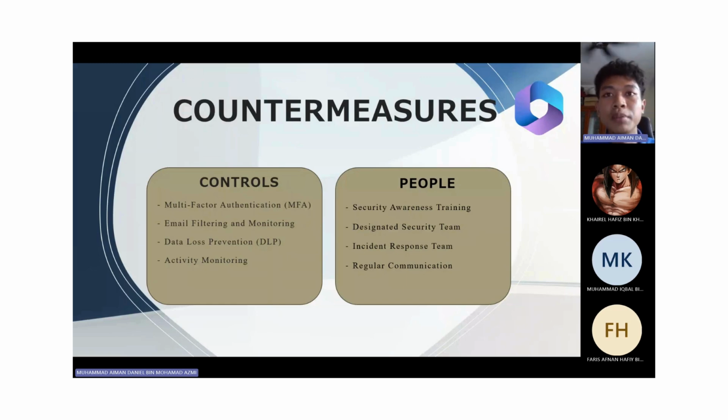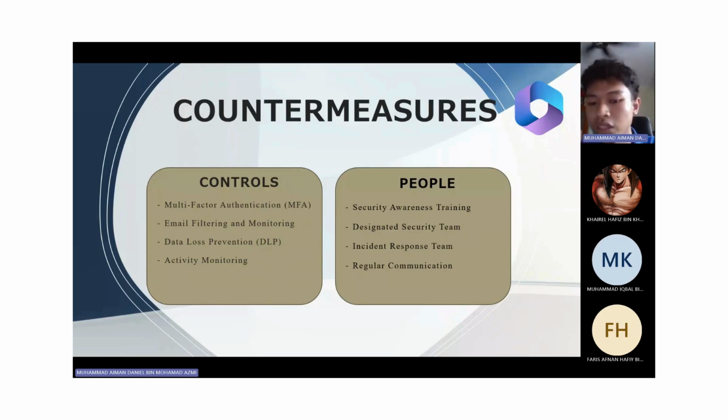And the next one is people. There are four different countermeasures that I've analyzed: security awareness training, a designated security team, an incident response team, and regular communication. For the security awareness training, we're going to provide ongoing cybersecurity awareness training for all employees to keep them informed about the latest threats and safe practices.